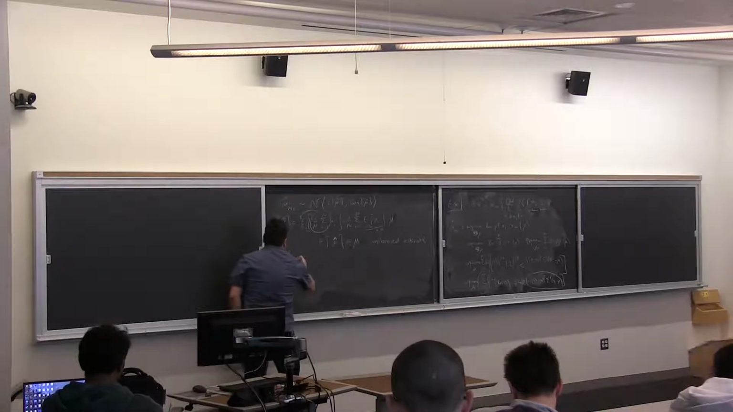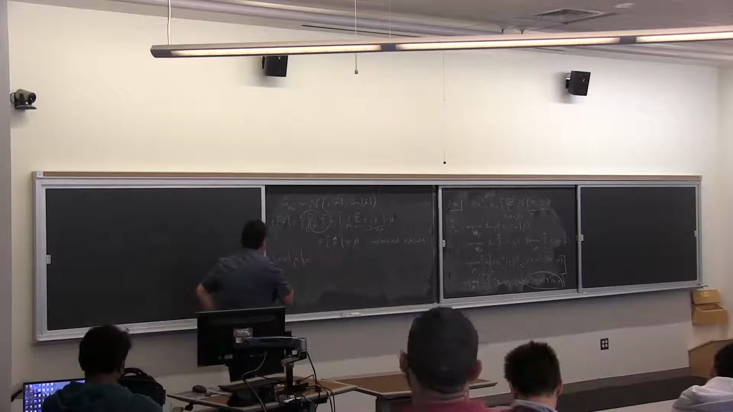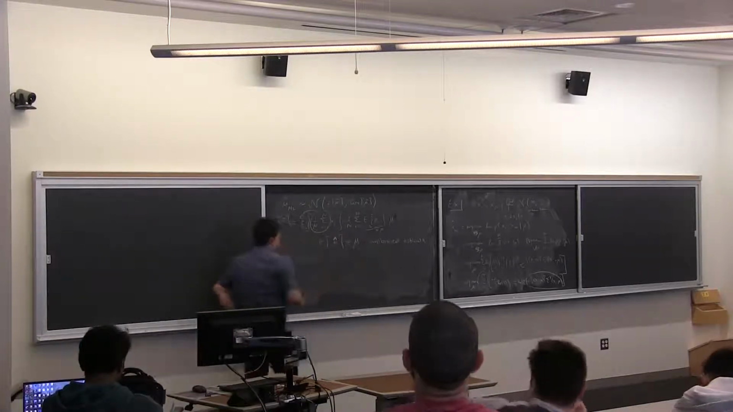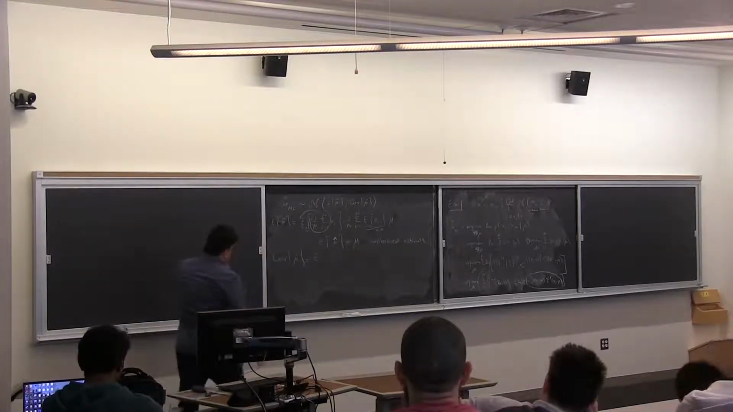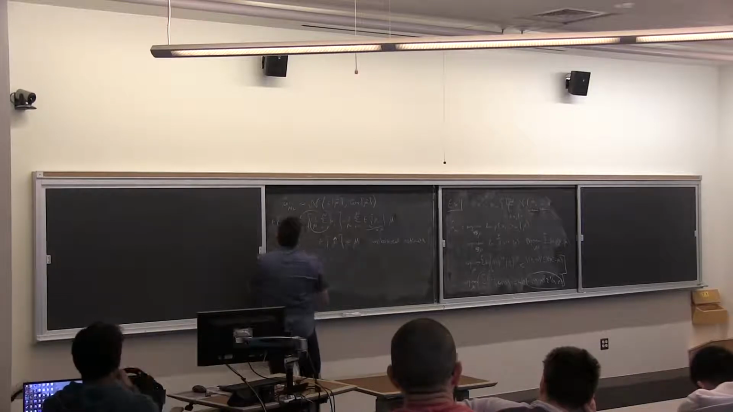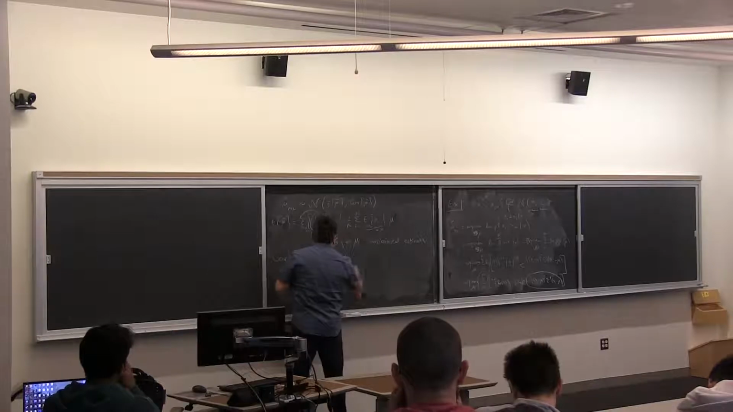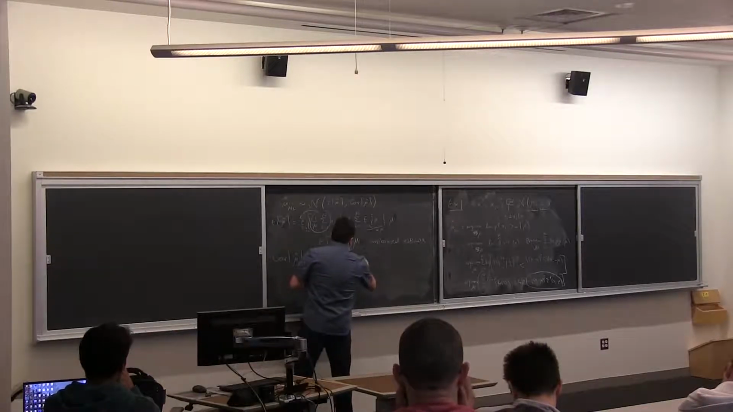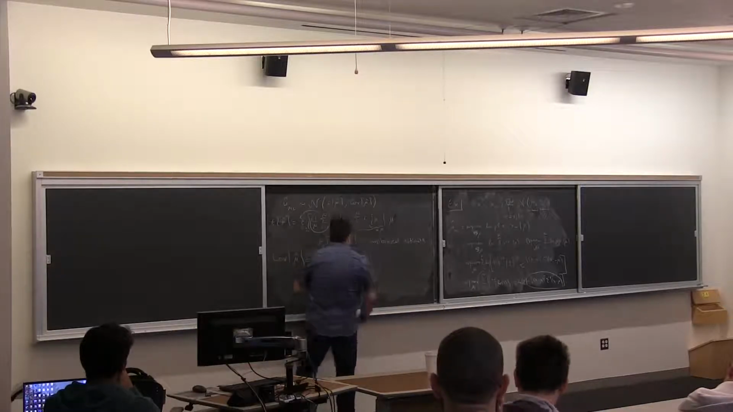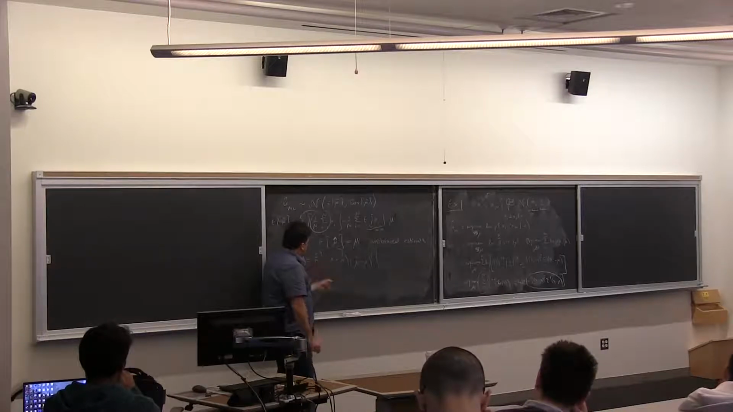So covariance of mu hat is the expected value, again, that's expectation with respect to the entire data set, right, of mu hat minus the expected value of mu hat, which is mu, so mu hat minus mu, times mu hat minus mu transpose, right? So that's the covariance.